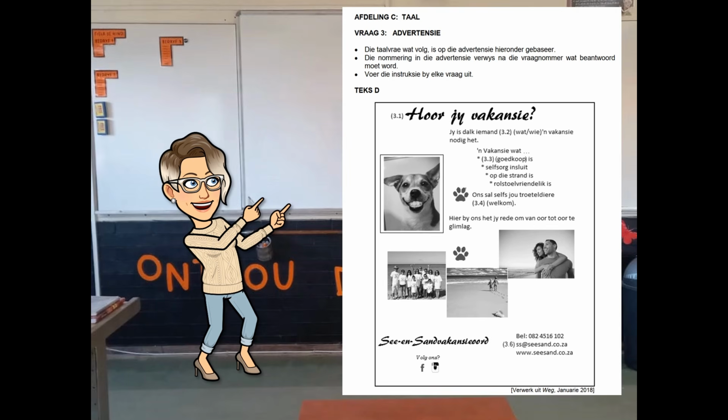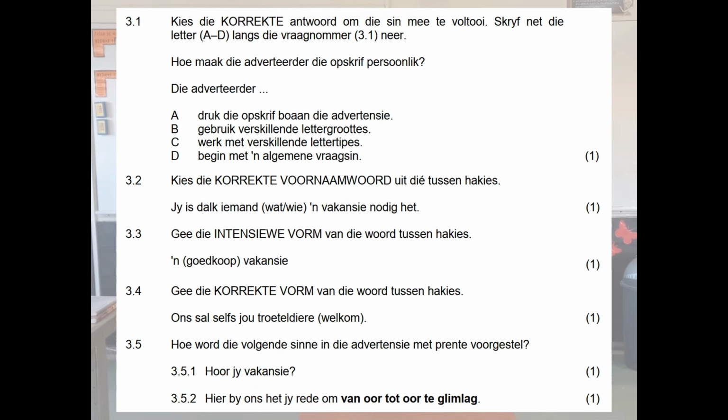Right, and so you'll remember this one. We've done this in our visual video. This is the first part of your 2018 paper that we are working through, and this was the advertisement that we checked out in our visual video. Here you'll see that 3.1 and 3.5 were visual questions.